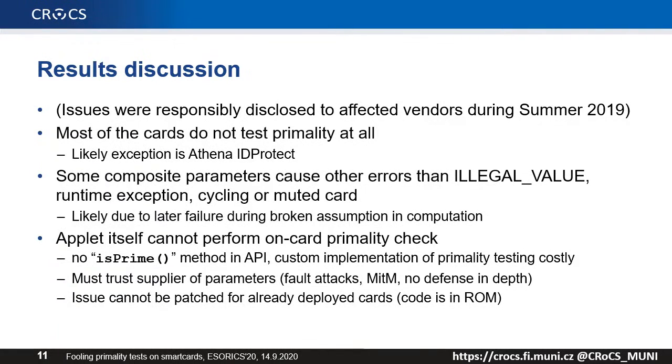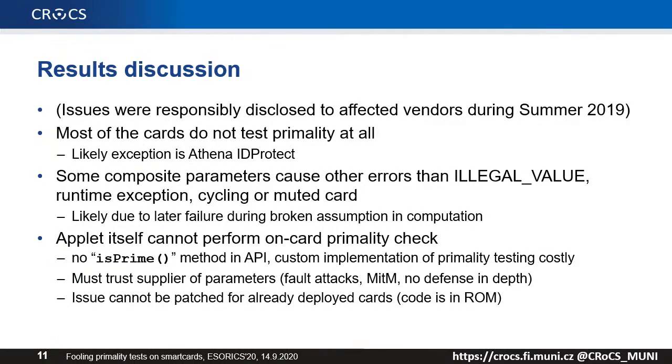Also, you may say, okay, let's then just fix the issue by adding an additional check before the parameters are set by the application running on the card, by the applet. Before it's set, we will just call an isPrime method, and if the result is true, yes, this is prime, we will set it, otherwise we will reject it. But the issue is there is no isPrime method in the public API. Implementing Miller-Rabin in a custom implementation on the card is really costly, so it's 2 times expensive.